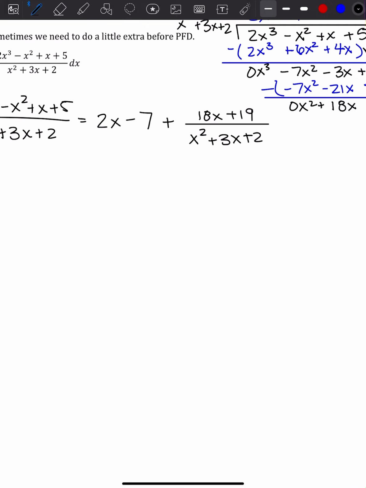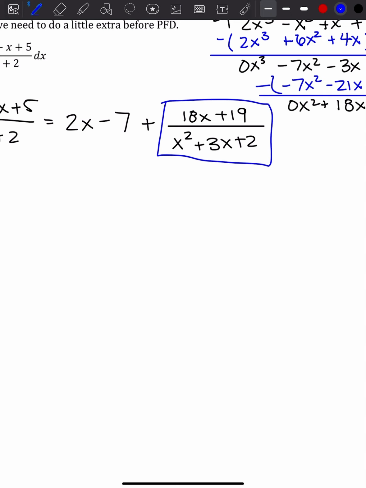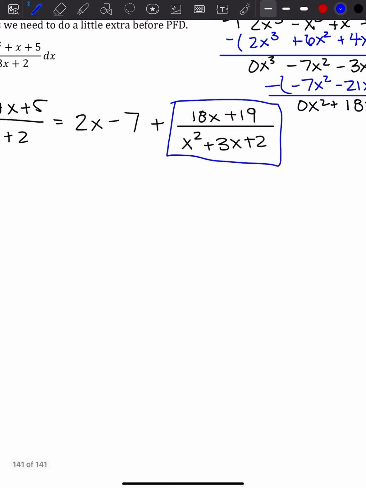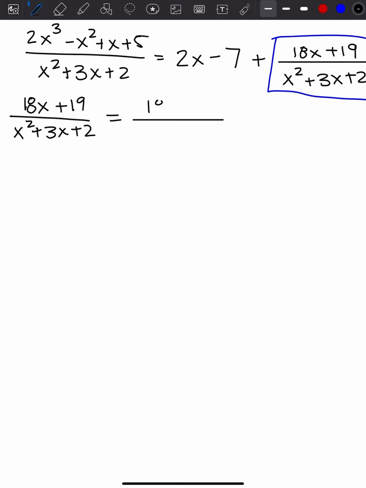So looking at this piece right here, we can integrate it like normal. This piece right here is what we need to do our partial fraction decomposition on. So we're going to take a second, we're going to look at just that piece. So we have 18x plus 19 divided by x squared plus 3x plus 2. And the first thing that we need to do is factor it. So 18x plus 19 stays on the top.